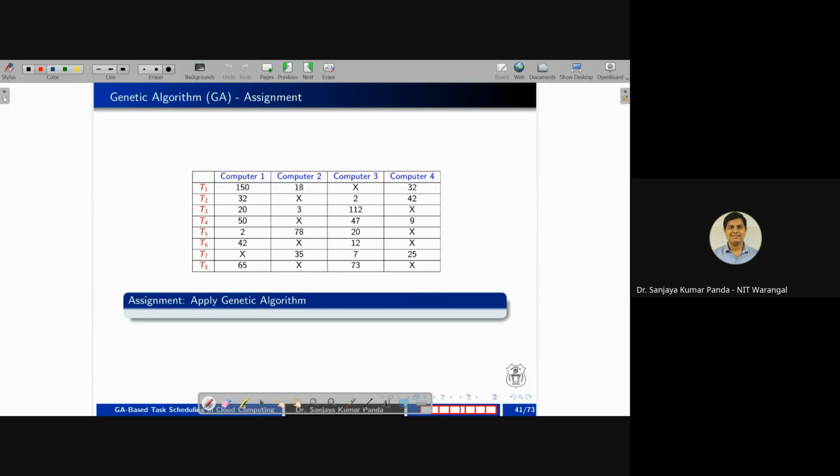For example, you can see T1 can be assigned to computer 1, computer 2, computer 4, but the requirement is not satisfied in computer 3, right? Similarly, T7 can be assigned to computer 2, 3, 4, but not to computer 1. This we generally refer to in cloud as quality of service. So QoS is not guaranteed in this machine, so it is not capable to handle that particular task requirement, right? So in this case also you can apply a genetic algorithm and find the solutions.